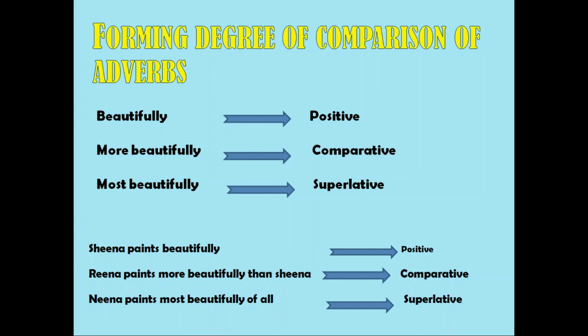Sheena paints beautifully. Here, beautifully is in the positive degree. Reena paints more beautifully than Sheena. So here we are comparing Reena with Sheena. So here more beautifully is the comparative degree. Neena paints most beautifully of all. So here Neena is compared to more than two things. So it is the superlative degree, most beautifully.